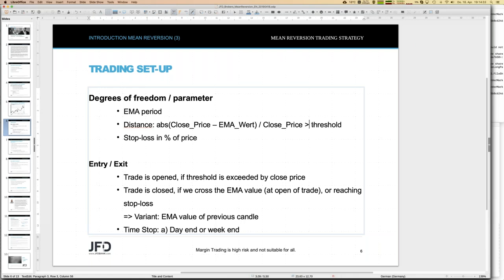Okay, got it. So, second degree of freedom now. First, the EMA period. Second, that threshold. We need to define that. Let's see, we might have a third one, which is just the stop loss in percent. Maybe 1%, 0.5%, whatever number. So already that kind of description is quite good, because we only have three degrees of freedom, even if we include a stop loss. If we don't use a stop loss, we would only have two. That's cool. Okay, so the trade is opened if a threshold is exceeded by the close price. So we look at the close of a given candle, we compare it to the EMA, and if that distance is far enough, then we open the trade.